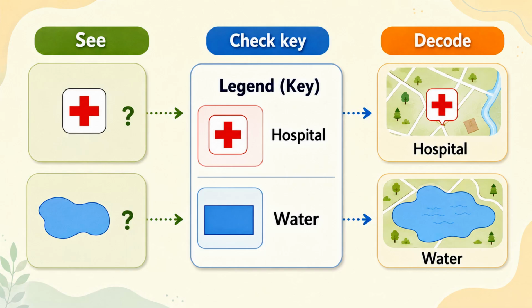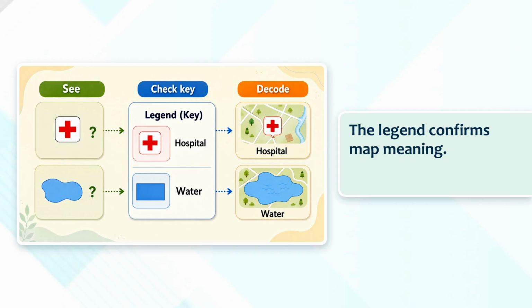A familiar-looking mark can still be misunderstood if we guess. The legend connects each visual code to its meaning, allowing us to identify features using evidence instead of assumptions. The box changes a guess into a supported reading. The legend confirms map meaning.